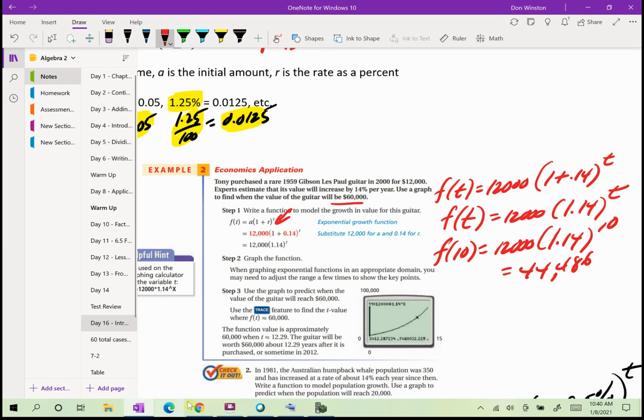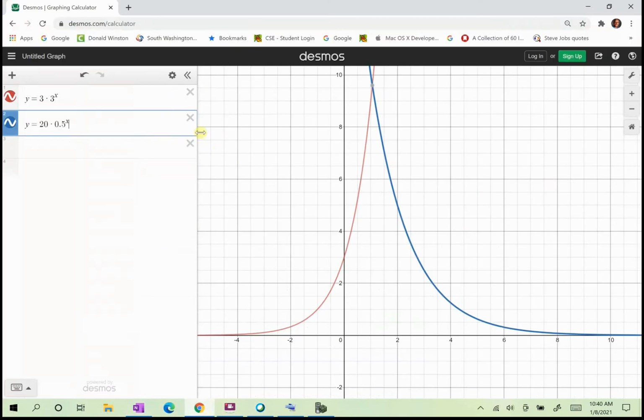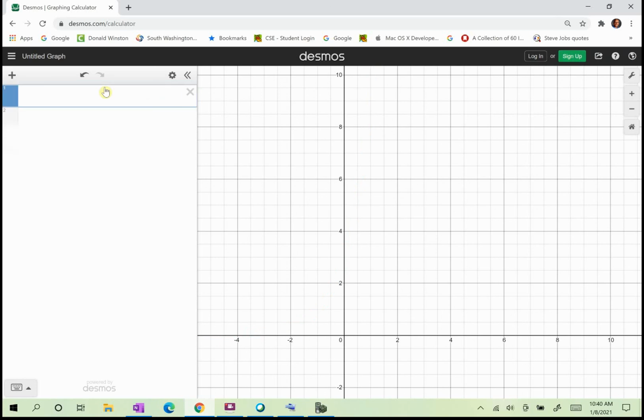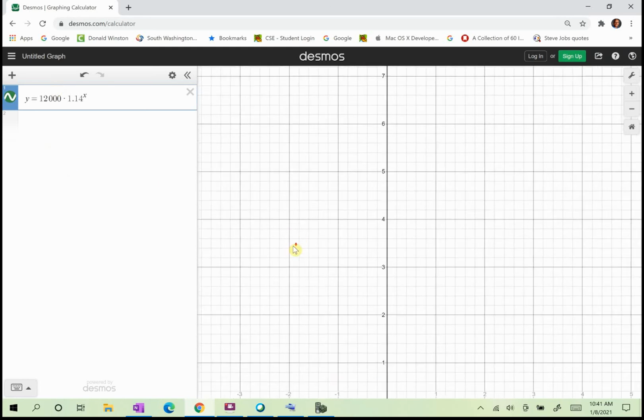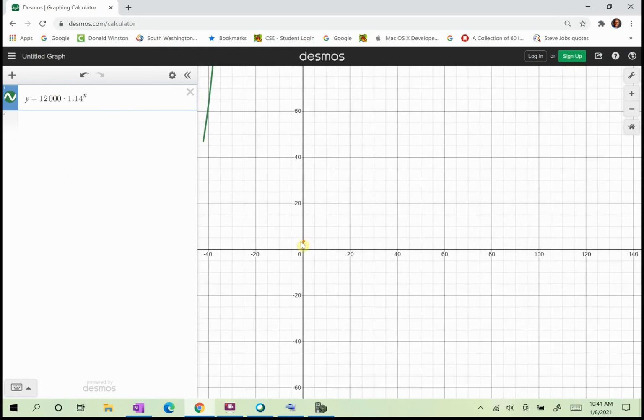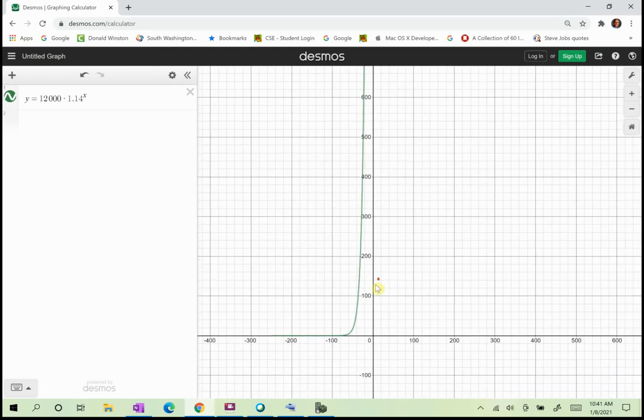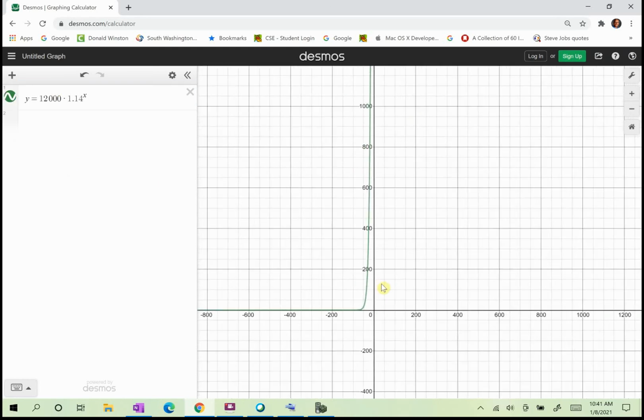So I'll go out to decimals. Let me clear out these functions, I don't need those anymore. What I could do initially is graph the function y is equal to 12,000 times 1.14 raised to the x, and that's my function. Because these things grow so fast, sometimes they're difficult to see. You kind of have to zoom in. But right there, you start to see the graph.